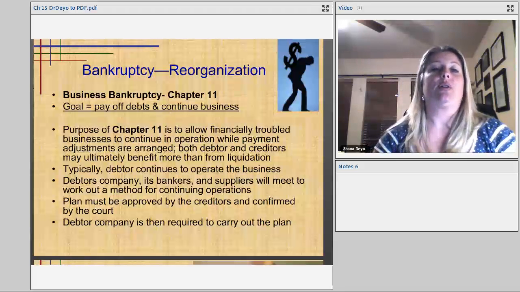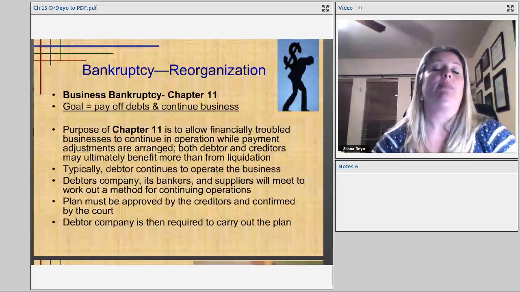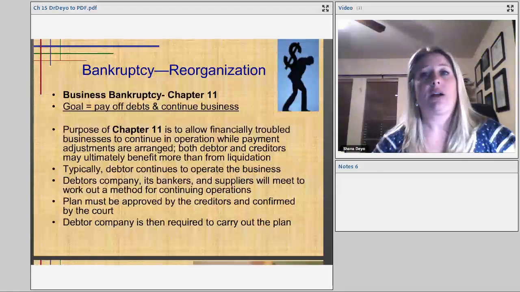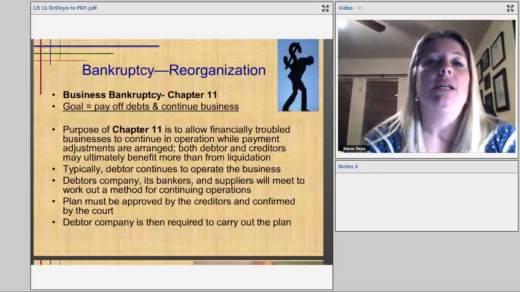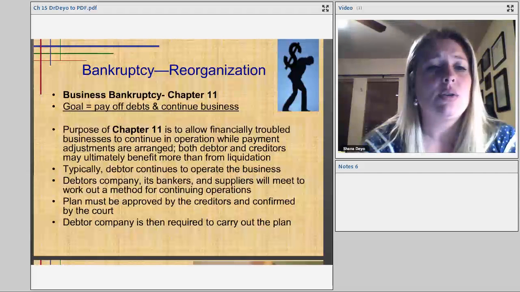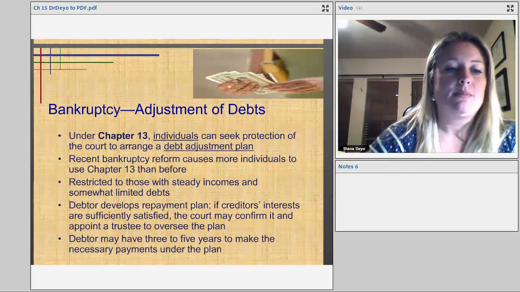Both debtor and creditors usually benefit from this because the debtor has time to make payments in a reasonable amount, which are usually much less than whatever credit card charges are underway. The payment may even be a lot smaller than the minimum payment on a credit card would be. So typically the debtor can continue to operate the business.